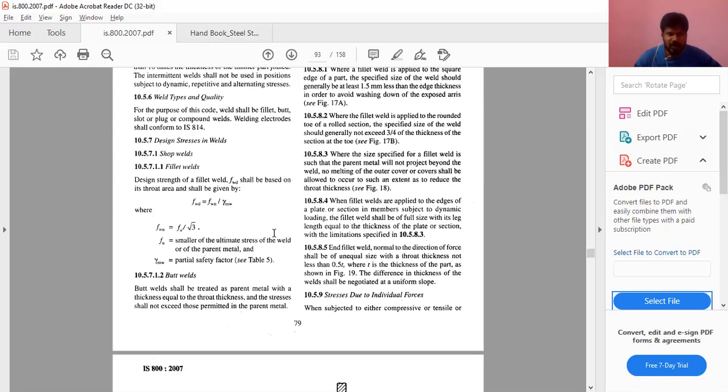Here one thing we have to consider: if I am going to use yield strength, then directly I am going to take it as Fy. So there is no substitution of Fu by root 3. We have to remember this when we are going to do the problem. Now let us move on to the solution part.